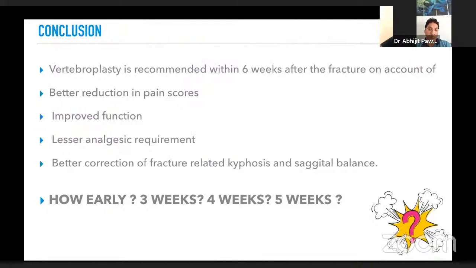So on account of these factors, we recommend vertebroplasty within 6 weeks after the fracture. This is on account of better reduction in pain scores, improved function, lesser analgesic requirement, better correction of fracture-related kyphosis, and thus sagittal balance. However, how early vertebroplasty should be done, whether at 3 weeks, 4 weeks, or 5 weeks, is a matter that needs further analysis. Thank you for your time.